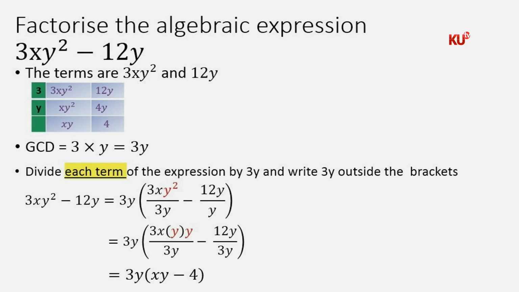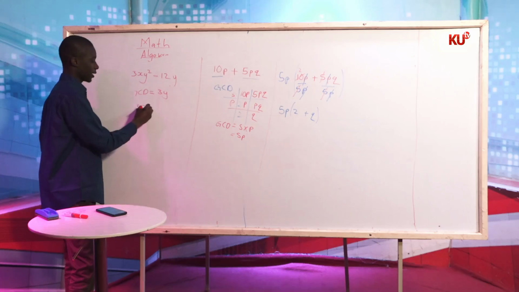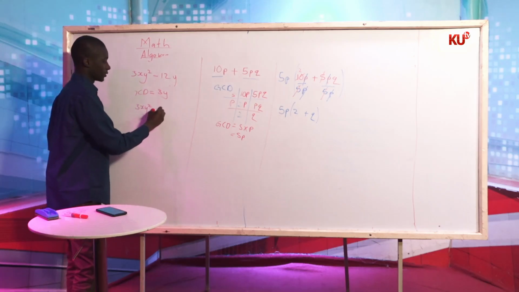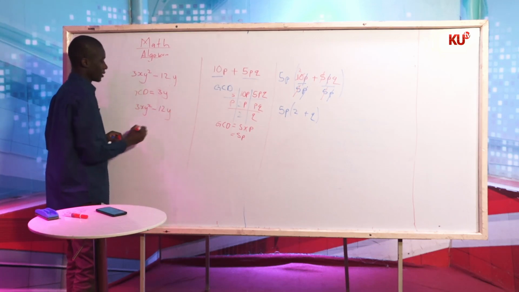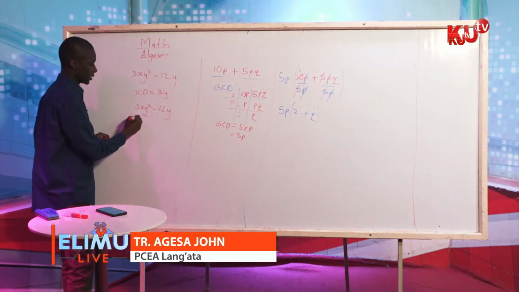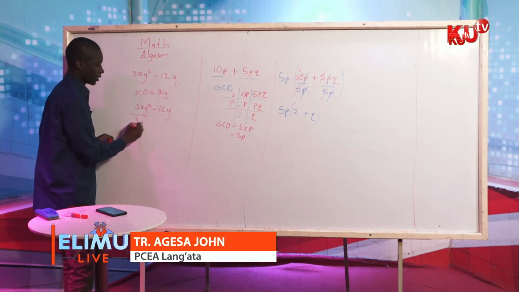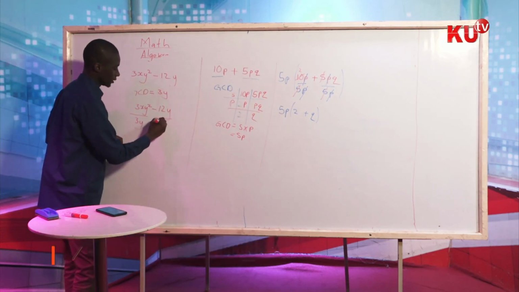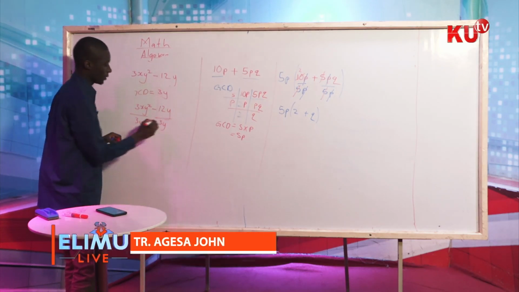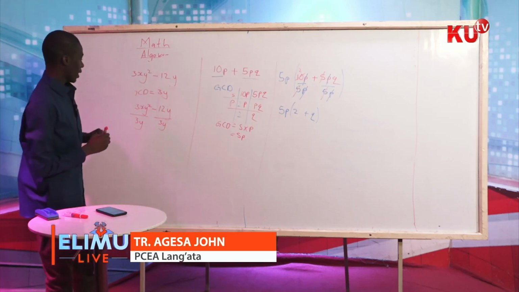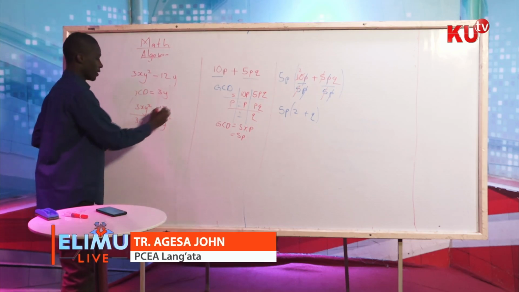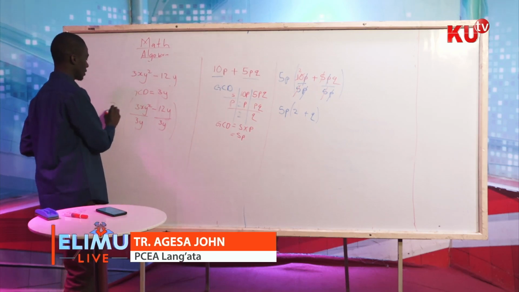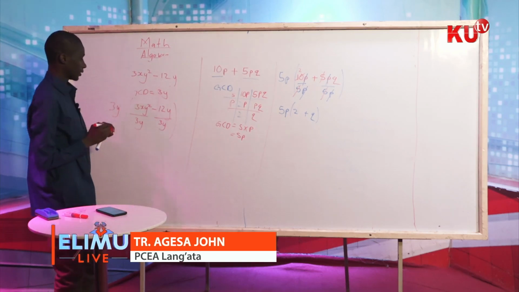So our first expression, 3xy squared minus 12y. I'm going to divide this first term by the GCD, which is 3y. Also divide the second term by the GCD, which is 3y. I'm also supposed to multiply everything by the GCD, which is 3y in that case.